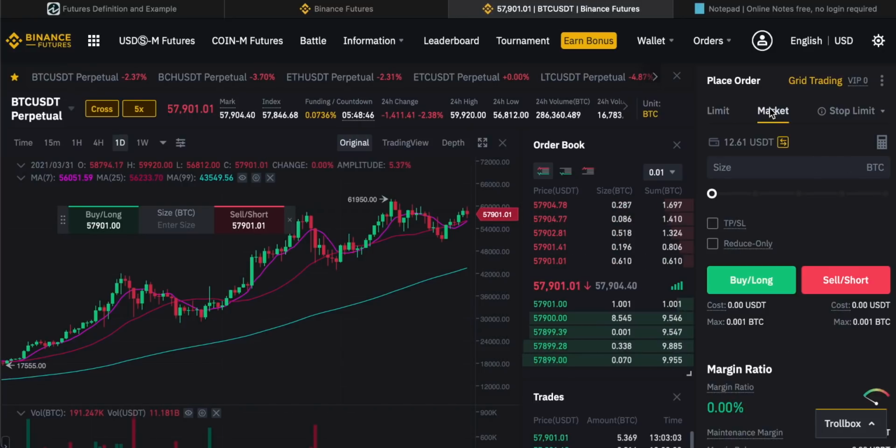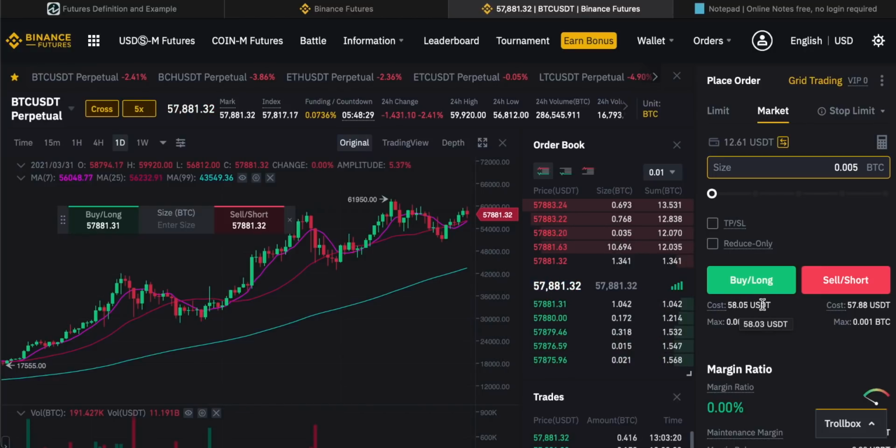Let's firstly just go to a market order, and let's say the size here. This is the size of your trade, so you can put 0.005 like this for Bitcoin. You can actually see down here the amount of margin that you will need to actually enter into this trade. So you can see the cost is $58, and this will change all the time depending on the price of Bitcoin. So what you actually do is use a lot size.